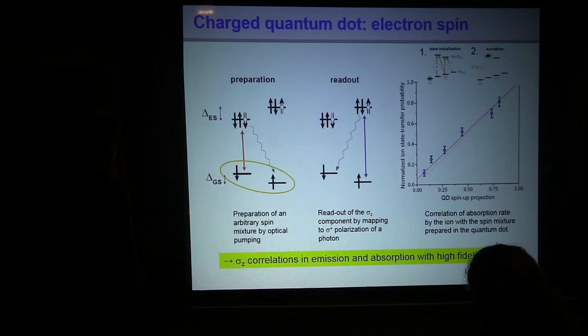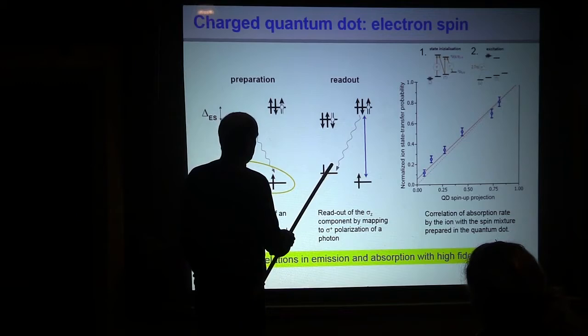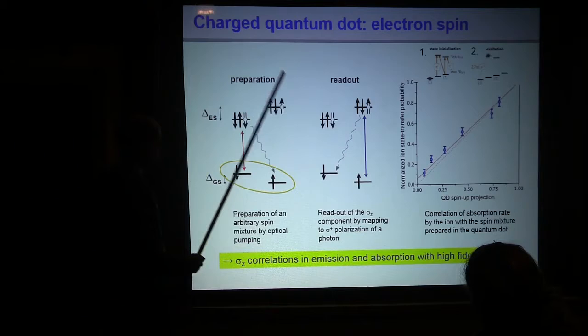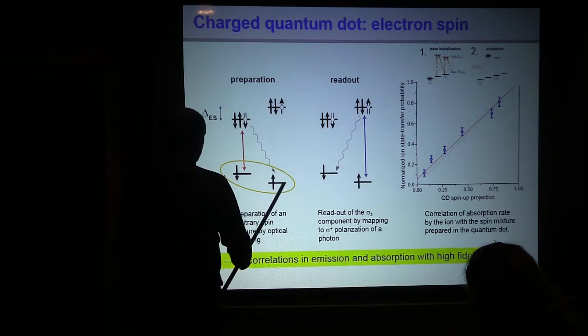And then you do the reverse process, basically, to read this out. This photon is emitted, and that's the photon that we take out and send over to the ion. The amount of photons that we're getting out from here is basically proportional to the spin mixture that we have initially prepared in the dot. So for low imbalance, we get few photons. For high imbalance, we get many photons.